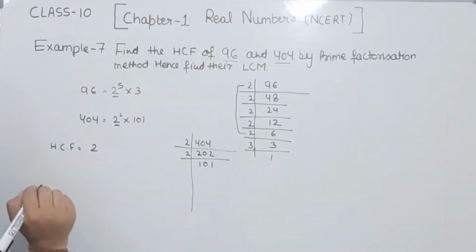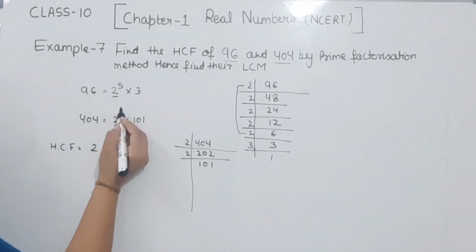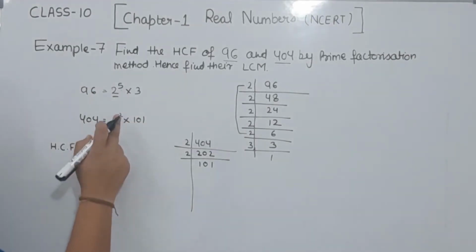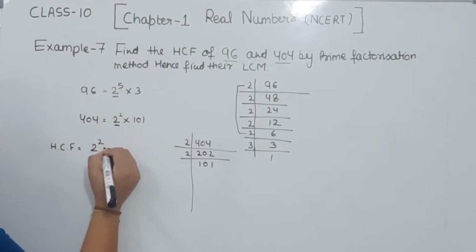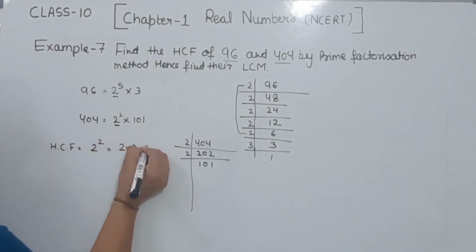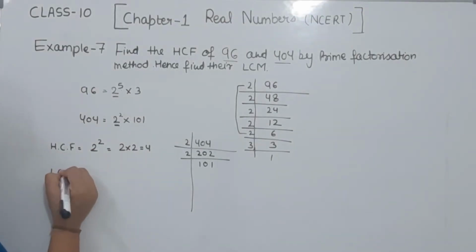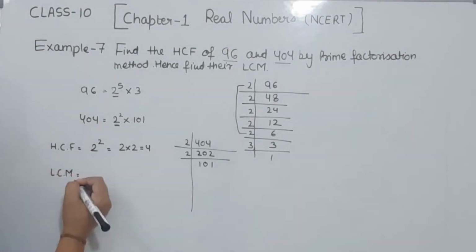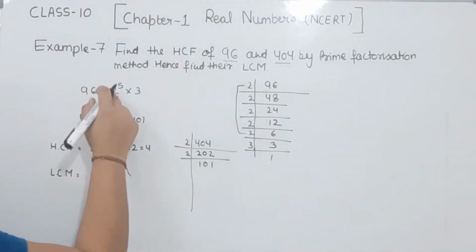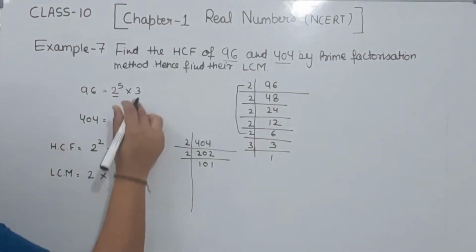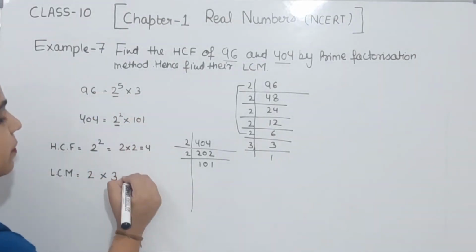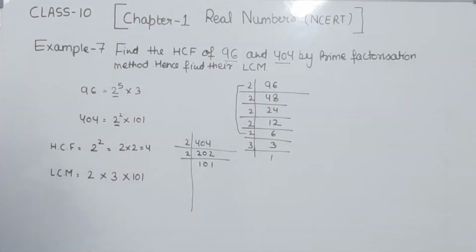Now we have to find the smallest power. This one we are having 5 and this one we are having 2. So the smallest power we are having is 2. So the HCF is 2 multiplied by 2, 2 2s are 4. Now comes the LCM. First of all we have to write all the factors we are having. First one is 2, second one is 3, and the third one is 101.